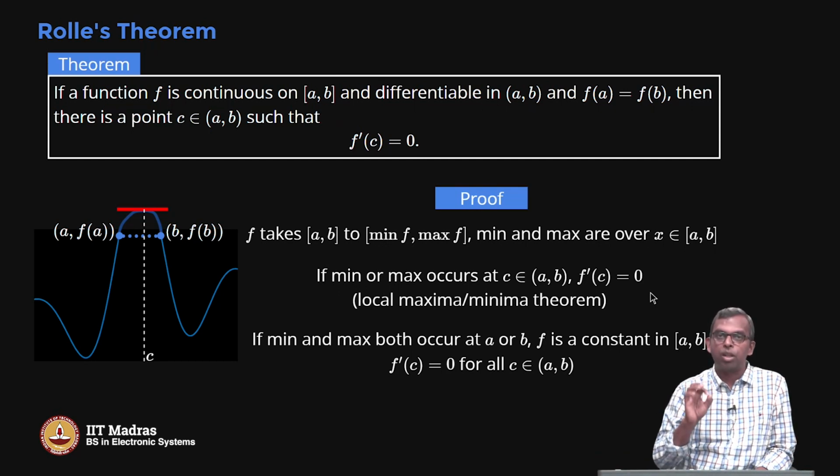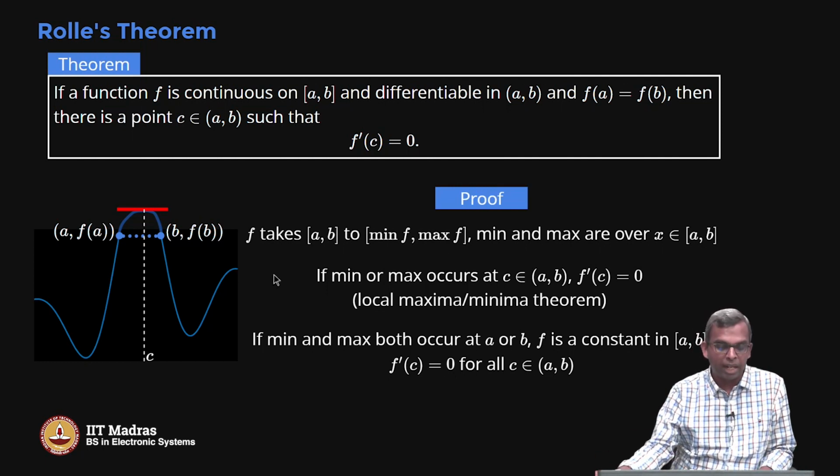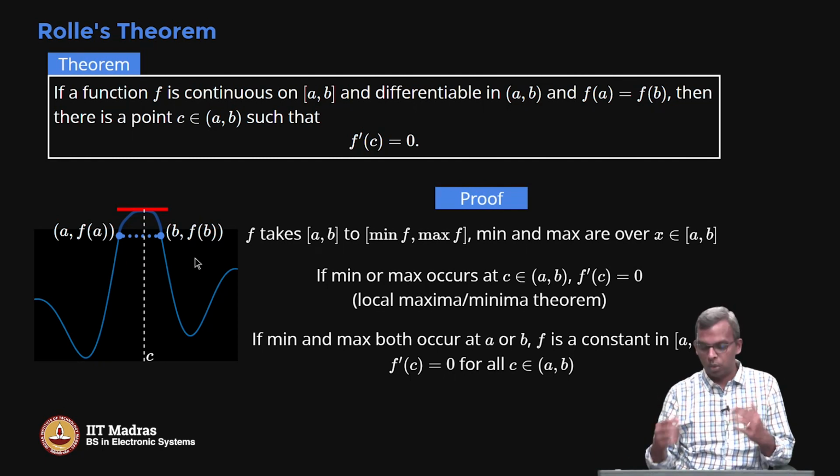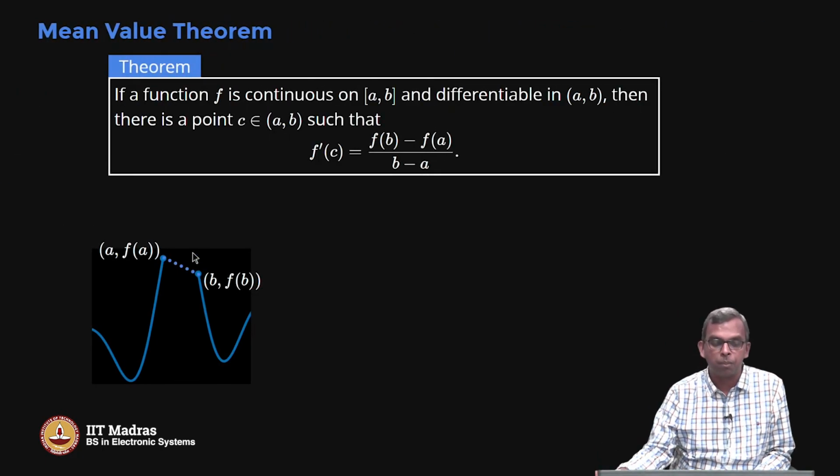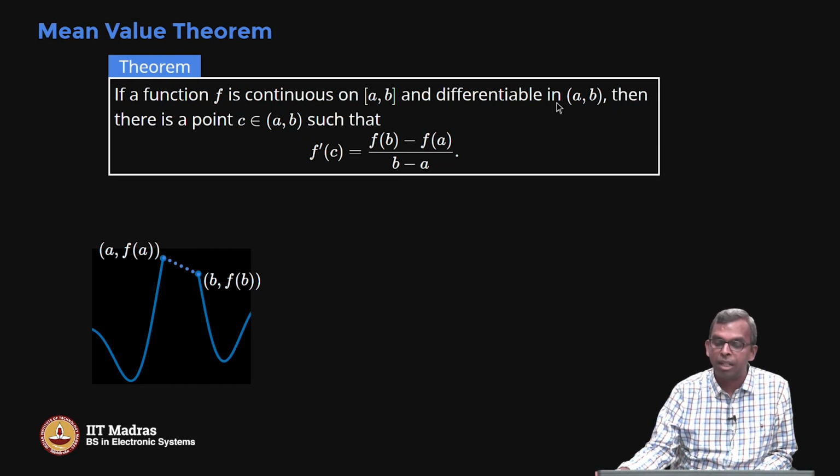Now Rolle's theorem is an important ingredient in the proof of the mean value theorem. So what is the mean value theorem? Here the only thing we don't like about Rolle's theorem is the assumption that f(a) equals f(b). We can relax that assumption and you will get the mean value theorem. Here is the mean value theorem. If a function f is continuous on [a, b] and differentiable in (a, b), then there is a point c in (a, b) such that f prime of c is now not 0, but equal to the slope of the straight line connecting (a, f(a)) and (b, f(b)). What is that? f(b) minus f(a) divided by b minus a.